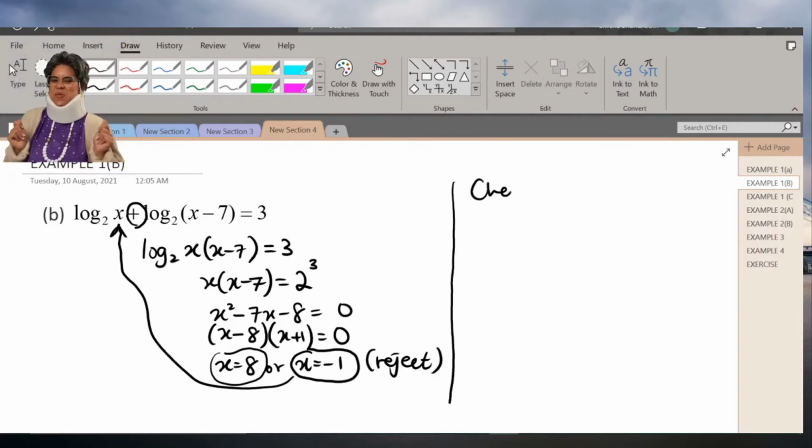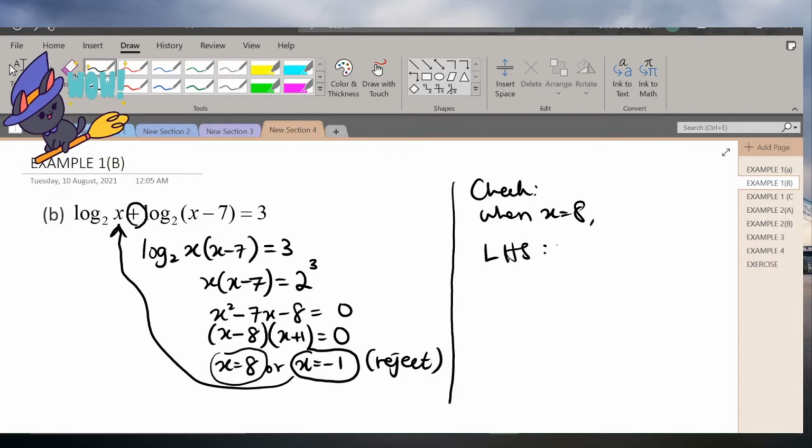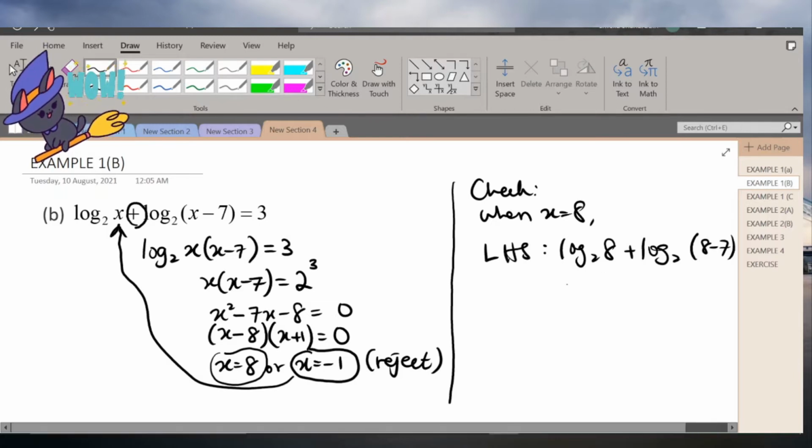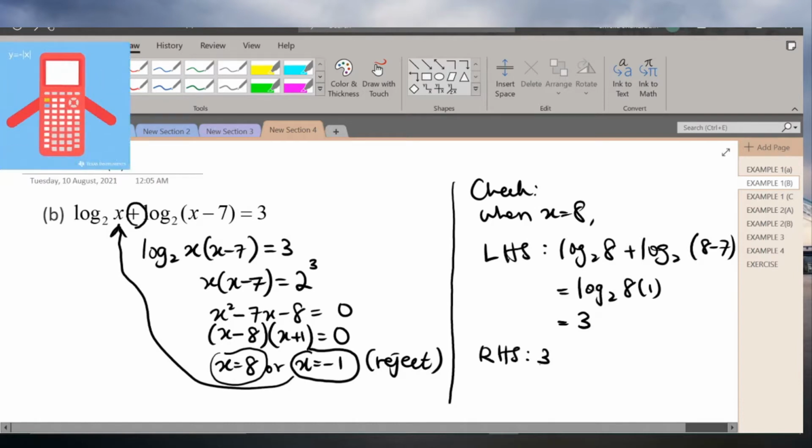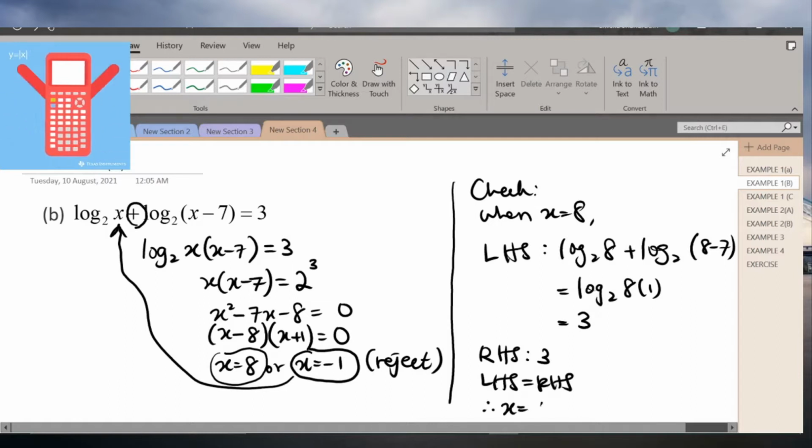Next, we need to check whether it works or not. So check, when x is equal to 8, the left hand side will be log base 2 of 8 plus log base 2 of (8 minus 7), which is equal to log base 2 of 8 times 1, and this is equal to 3. Our right hand side is equal to 3. That means our left hand side is equal to right hand side. Our answer is x equals 8.